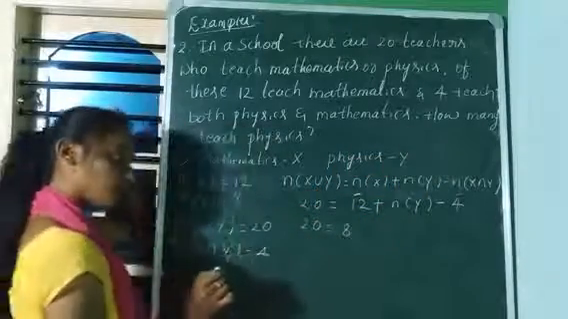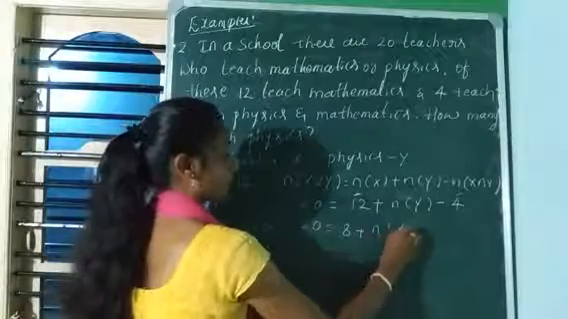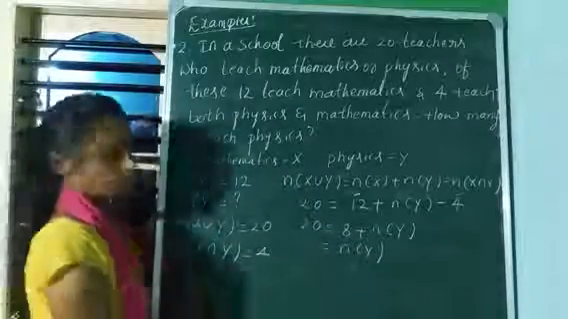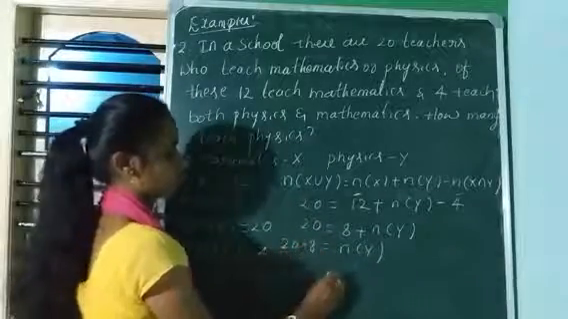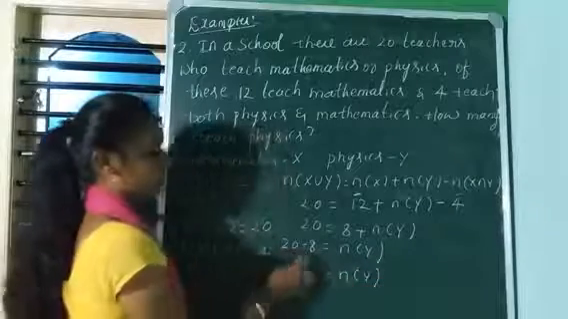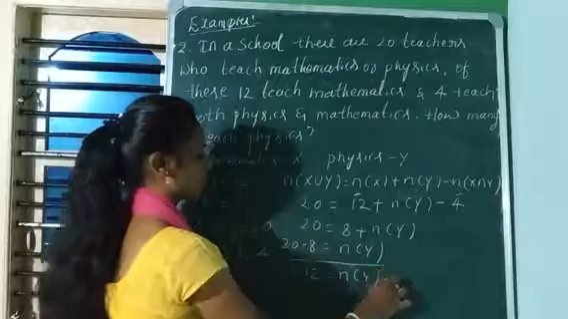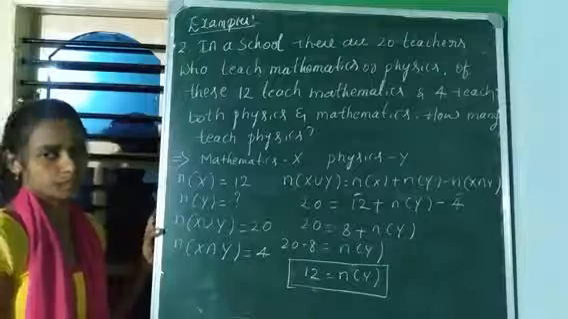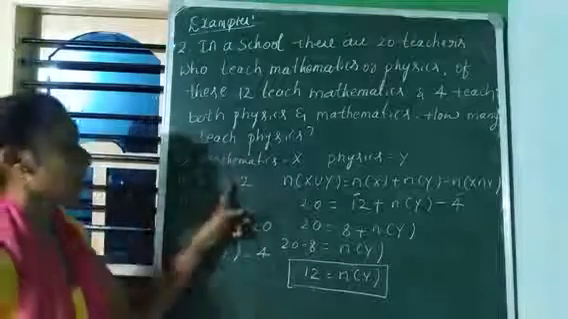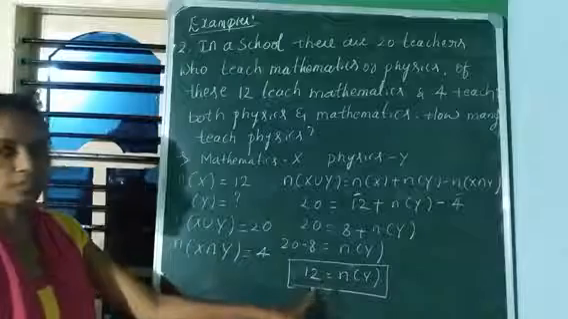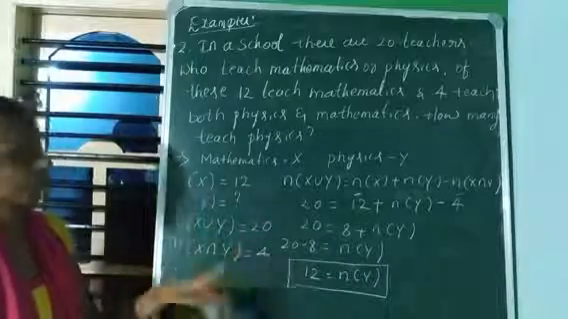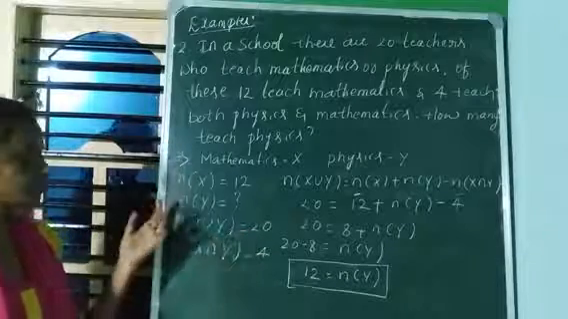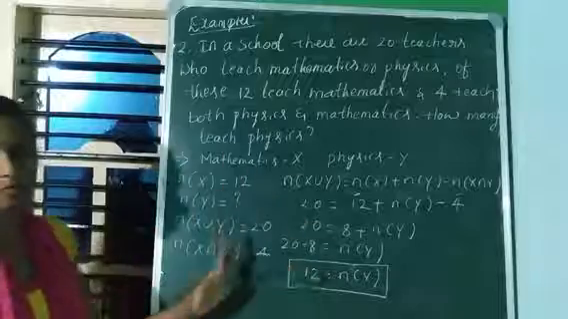Is it clear? Plus n of Y. You just keep n of Y here, and you just take the 8 to this side. So plus will be a minus. 20 minus 8. N of Y is nothing but 20 minus 8, which is 12. Okay, there are 12 teachers who will teach physics. Is it clear? So 12 will teach mathematics, even 12 will teach physics. So in total there are 20 teachers. In that, the common teachers who will teach both maths and physics is the 4. Okay, this is what the problem is.